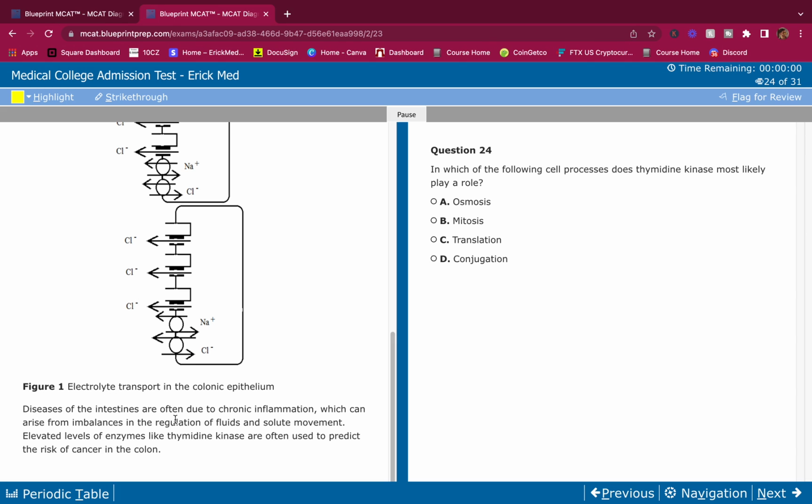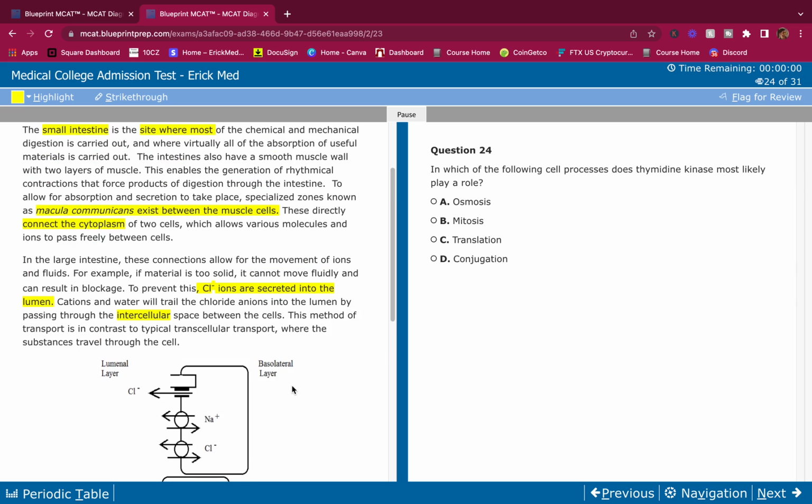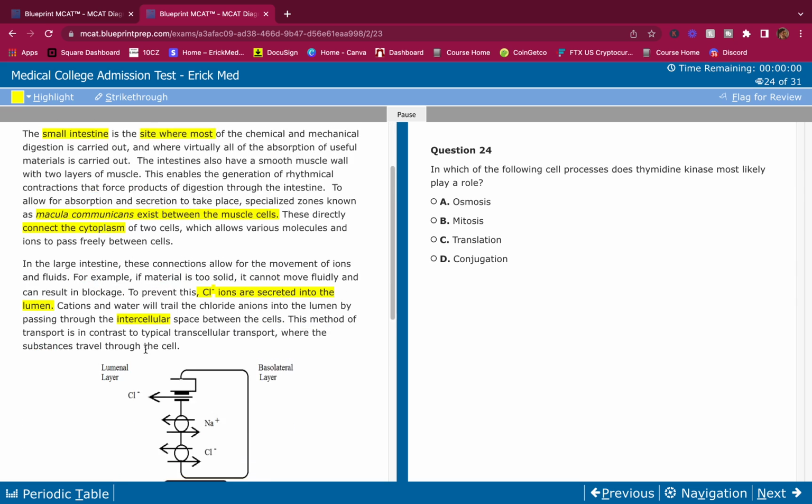All right. Diseases of the intestines are often due to chronic inflammation, which can arise from imbalances in the regulation of fluids and solute movement. Elevated levels of enzymes like thymidine kinase are often used to predict the risk of cancer in the colon. Okay, so elevated thymidine kinase, risk of cancer in the colon. Cool. Pretty simple passage, guys. Not too hard. Everything's making sense here, okay?